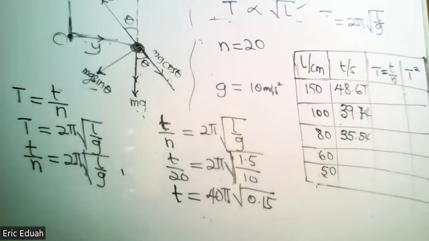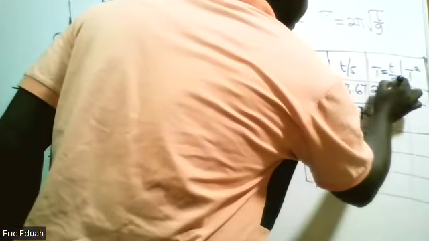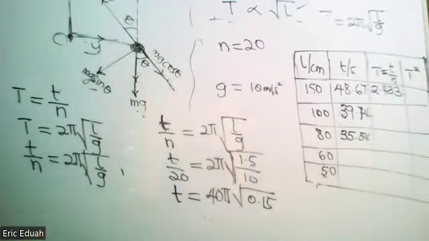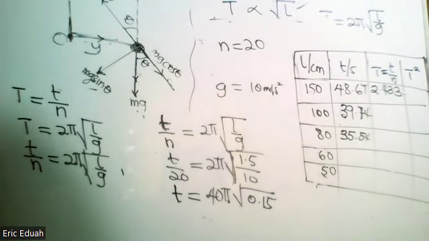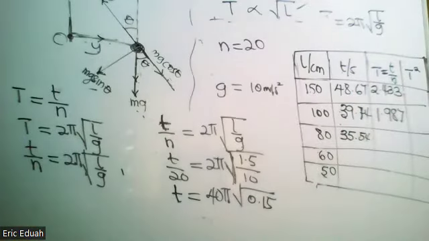What have you had for 48.67? 2.433. Then 39.74? 1.987. Then 35.54? 1.777.